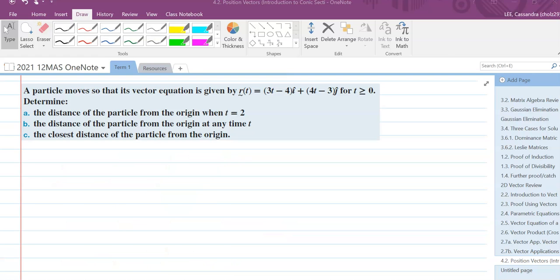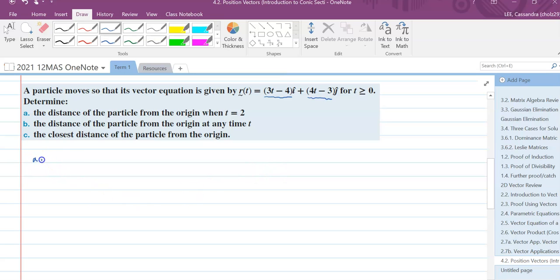Here we have a section that's described parametrically. We have the x component, which is 3t - 4, and we have our y component, which is 4t - 3. We're going to start off nice and easy today. We're going to find the distance of the particle from the origin when t is equal to 2.